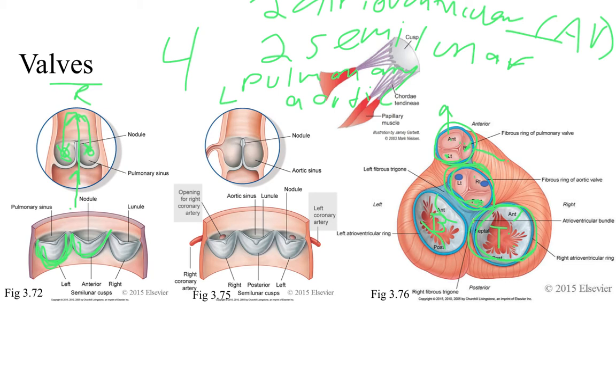Now, the interesting thing about the aortic valve, and I drew these little blue openings right here, and you can see it right here, is that there are little openings in the left and right valves for the coronary vessels that they go to. All right, so that opening in the right side is the opening for the right coronary artery, and the opening in the left valve is the opening for the left coronary artery.